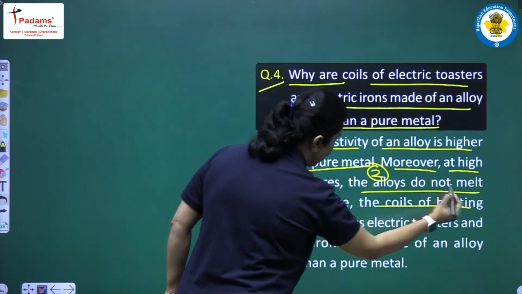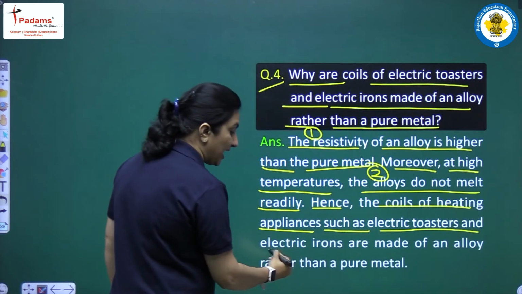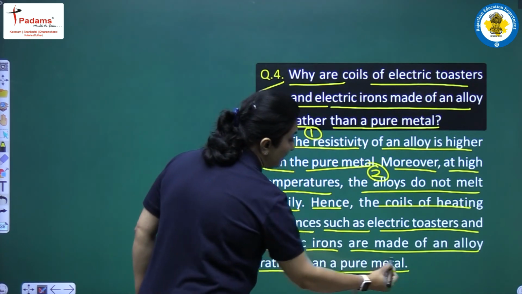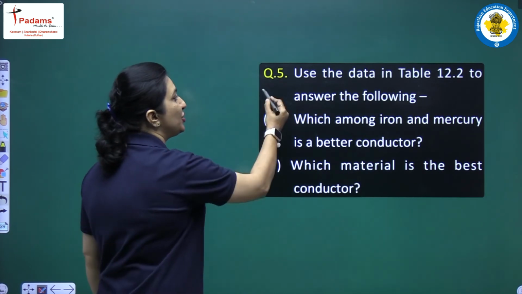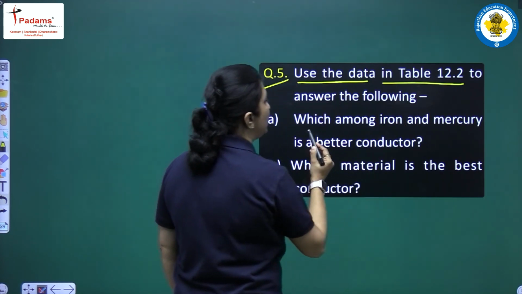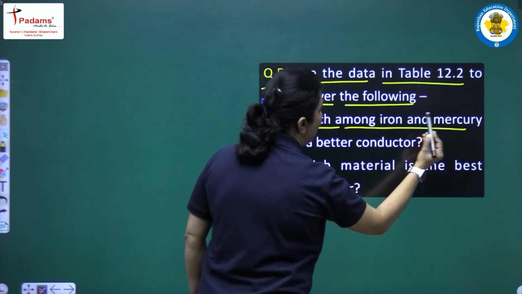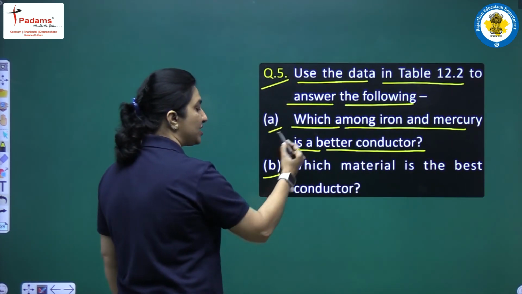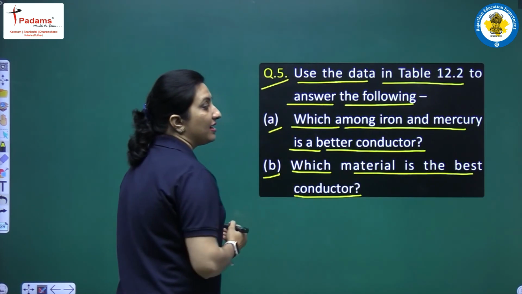Hence, the coils of heating appliances such as electric toasters and electric irons are made of an alloy rather than a pure metal. Now let's see the next question. Question number 5. Use the data in table 12.2 to answer the following. Which among iron and mercury is a better conductor? And B part, this was the A part, and the B part is which material is the best conductor?